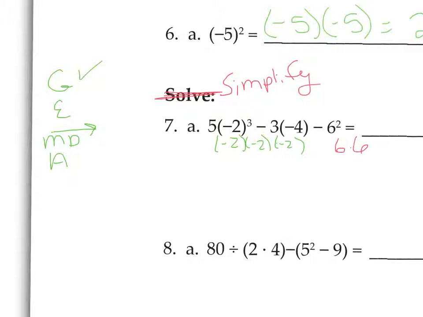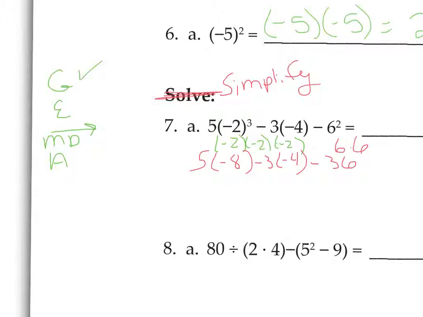So when we simplify this, negative 2 times negative 2 times negative 2, we get negative 8. We haven't done anything with the 5 yet. Going to bring down these. We haven't done anything with this negative 3 or this negative 4. Going to bring down this negative sign because it wasn't part of that exponent. And when we square the 6, we get 36. So this is what we have now. 5 times negative 8 minus 3 times negative 4 minus 36.